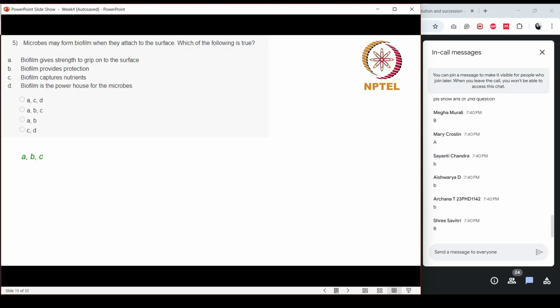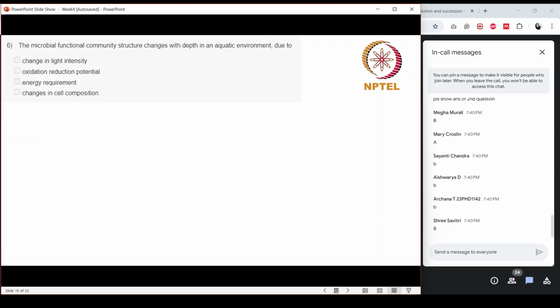Biofilm gives strength to the grip on the surface, yes, because it forms an EPS layer. Biofilm provides protection. Yes, it provides protection to the inner bacteria and it sacrifices the outer bacteria. And biofilm captures nutrients, so option C is also correct. Option D says biofilm is the powerhouse of microbes. No, it is not. It does not provide any energy. It helps to adsorb nutrients because the EPS layer has a sticky surface.